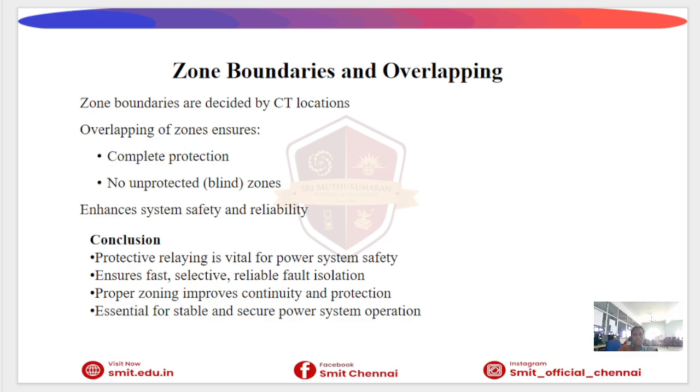Conclusion on protective relay: it plays a vital role in power system safety. It ensures fast fault detection, selective isolation of faulty parts, and reliable and stable operation of the power system. So proper zoning improves continuity of supply and system security.